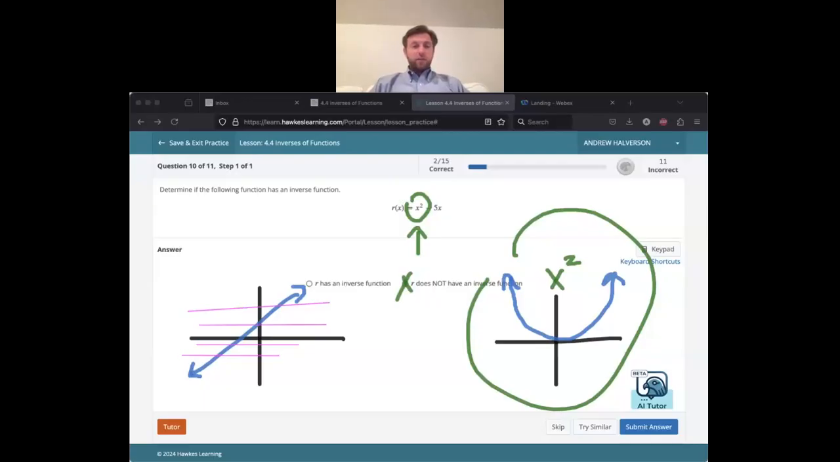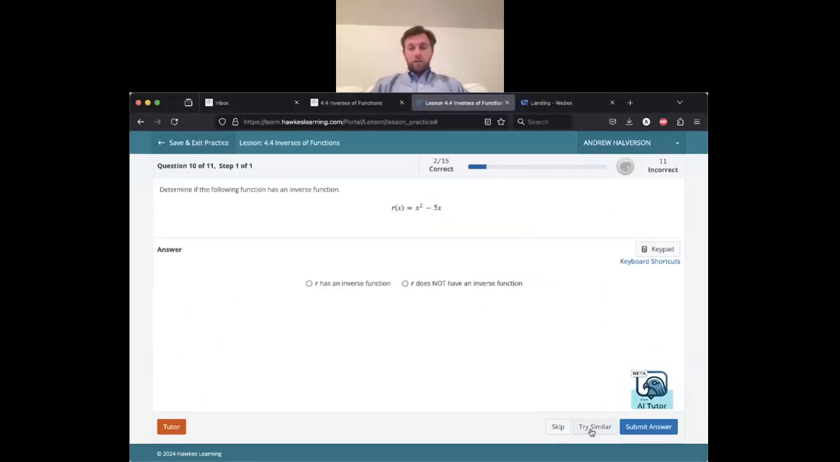How about that? Let's see if we can get another one here. Awesome. This is one I was hoping to get. V of x is equal to, remember the vertical bars is absolute value of x. Does this one have an inverse or not?